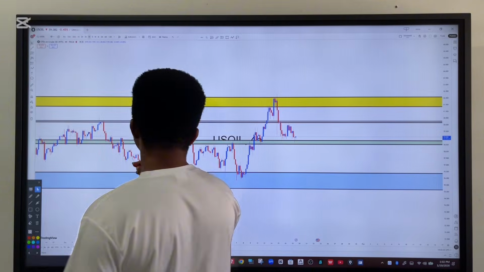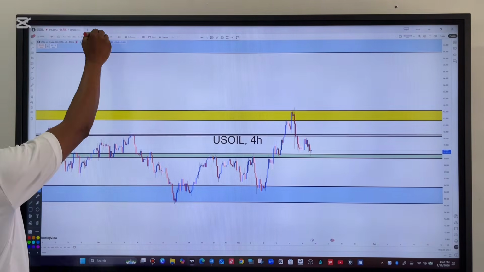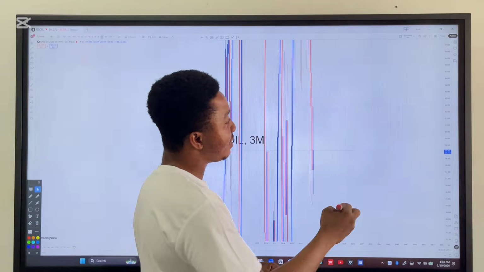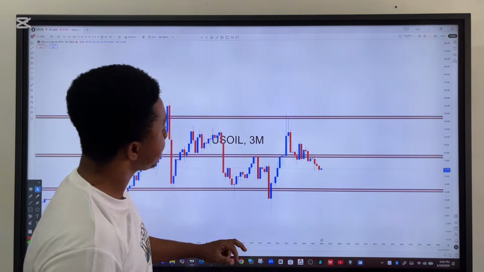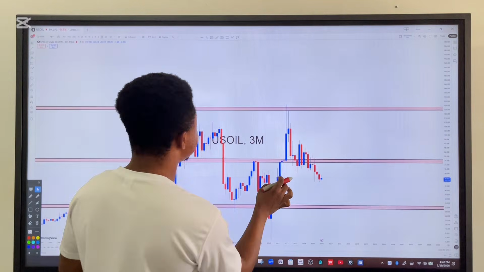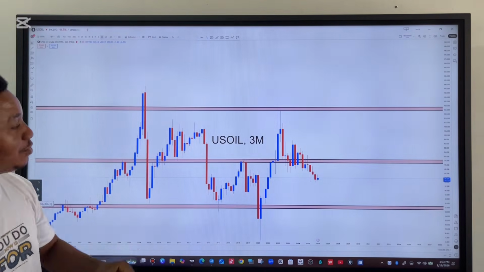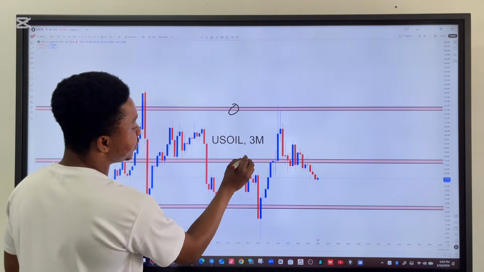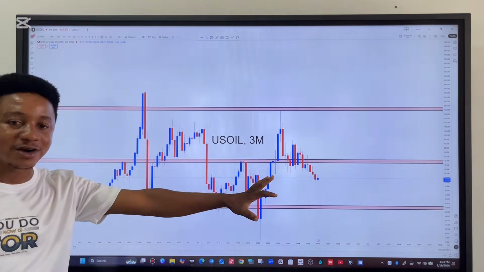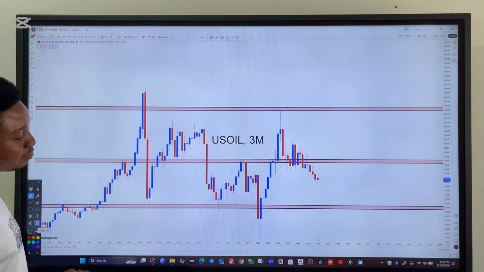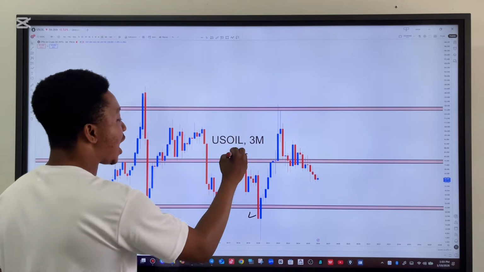Alright, so US oil is up next. Let's start with a breakdown of this pair. Now US oil, taking it all the way to the 3 months time frame for the breakdown as well. Alright, so this is the 3 months time frame of US oil. Now on the 3 months time frame, we have the upper zone, the middle zone, and then the lower zone. Price is going down on the 3 months. Why? Let's explain. This was equal lows of the 3 months, and this was a lower high of the 3 months.